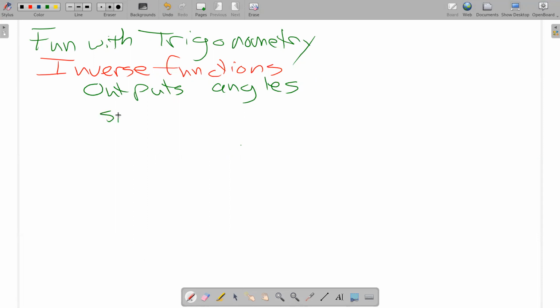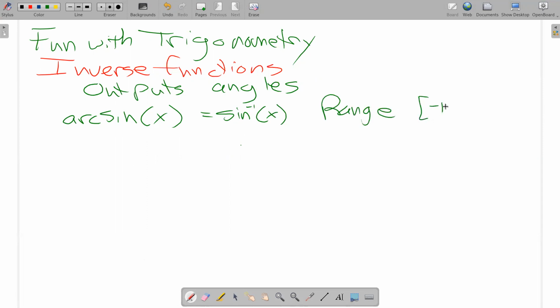So the arc sine of x, often written as the sine inverse of x, has a range from negative pi over 2 to pi over 2. Including the endpoints.